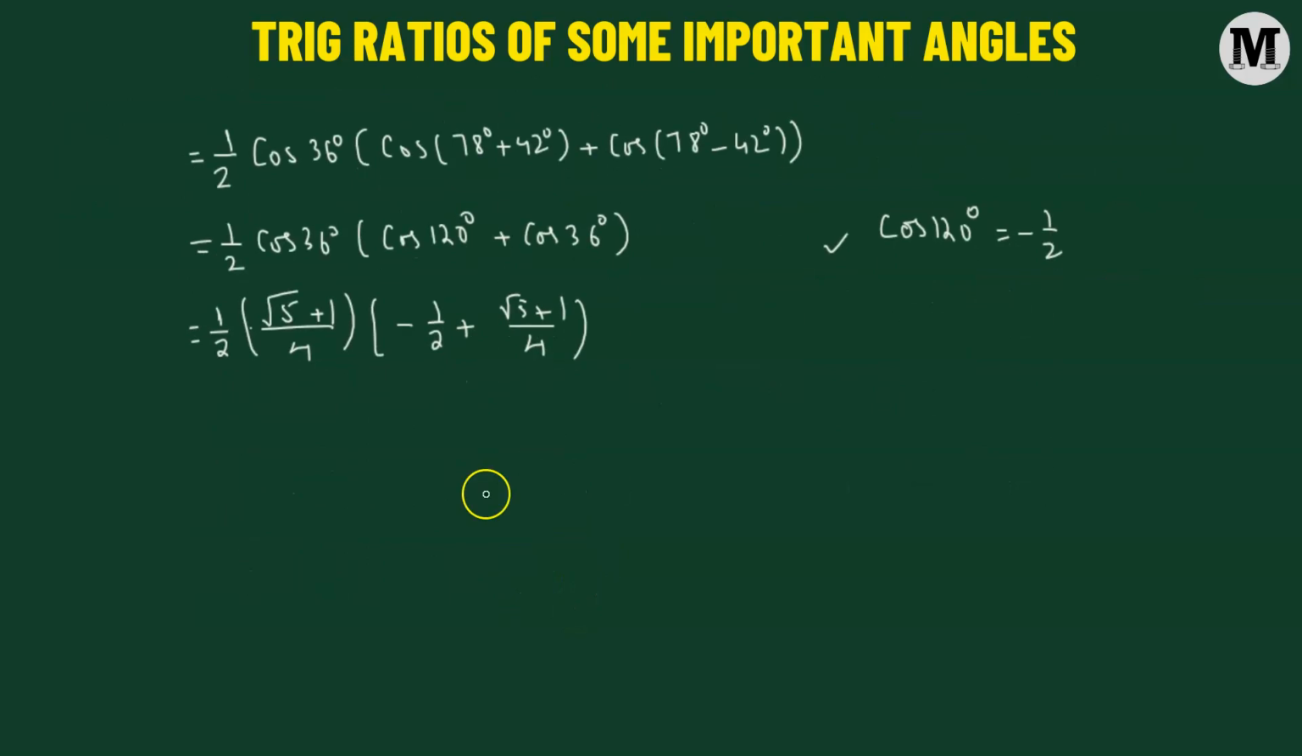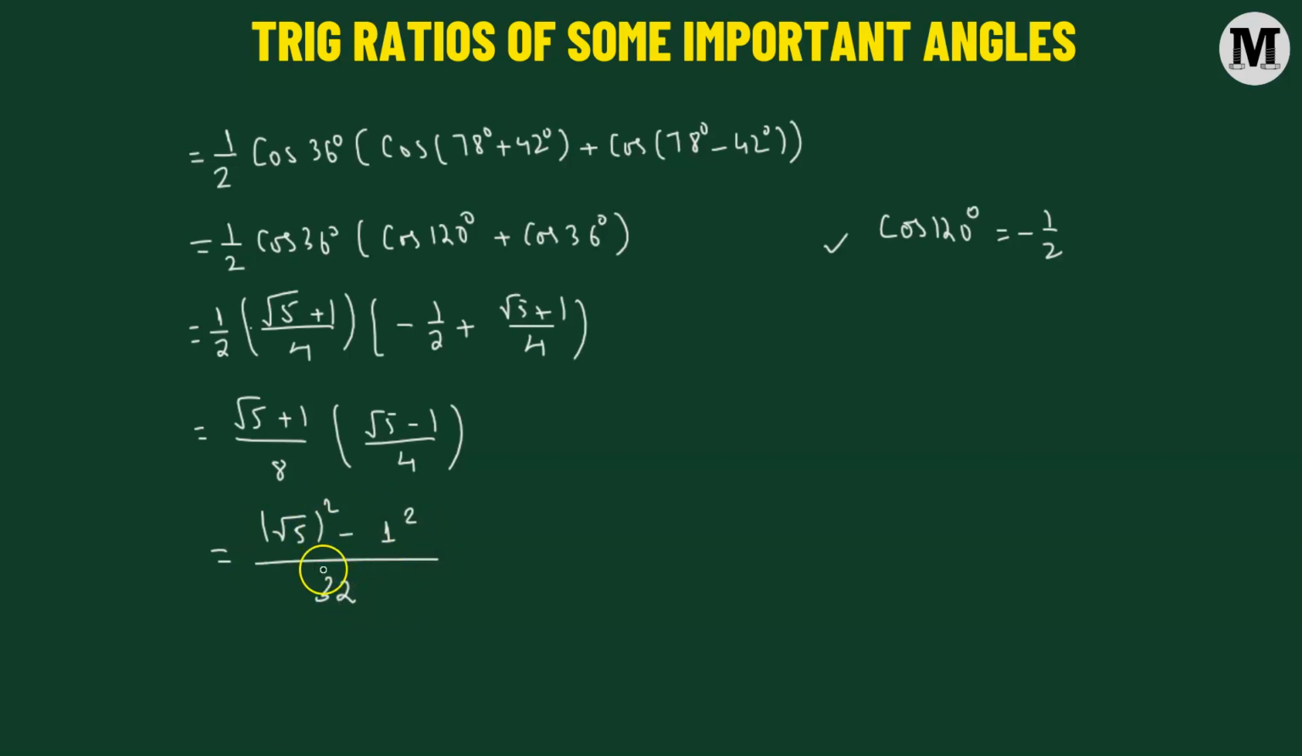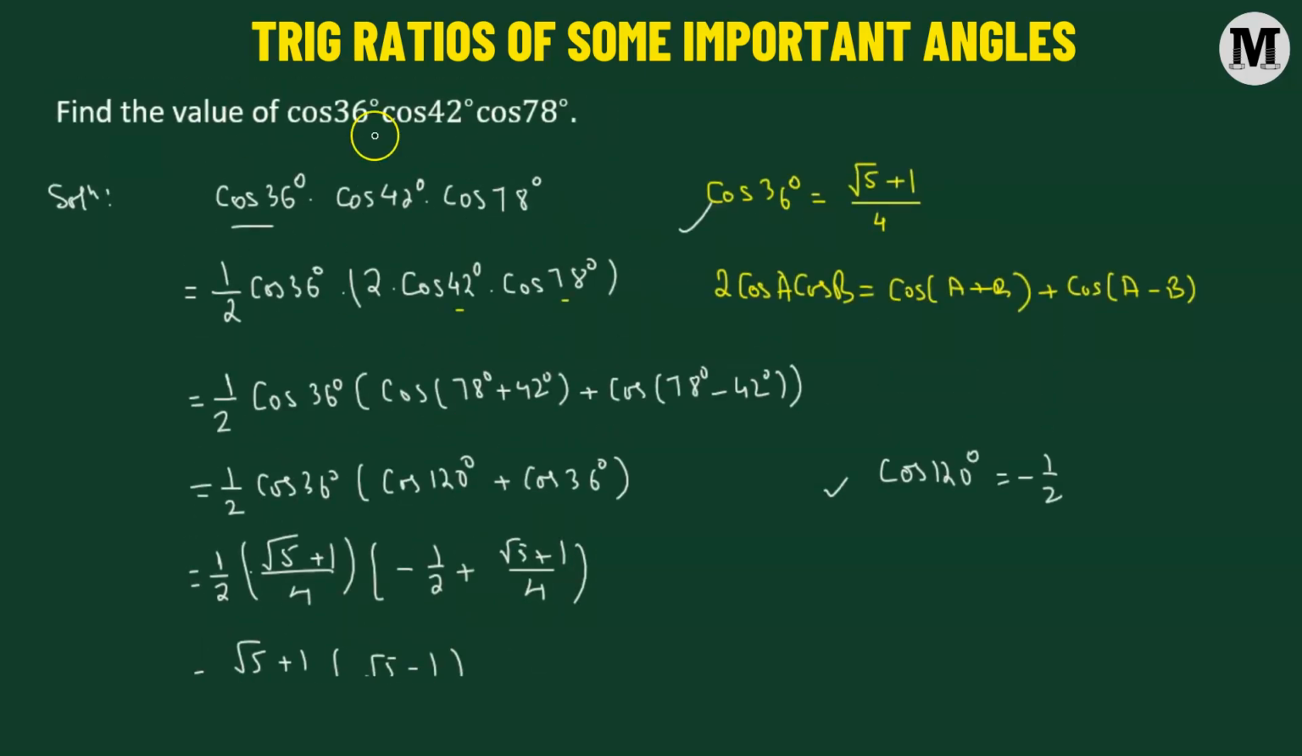Okay, so let's further simplify. Now we have square root of 5 plus 1 over, so 2 times 4 will be 8. When you combine these two fractions, we're going to get square root of 5 minus 1 divided by 4. Now we have square root of 5 plus 1 times square root of 5 minus 1 in the numerator. So that's simply the difference of squares. So we get square root of 5 whole squared minus 1 squared divided by 32. Now square root of 5 whole squared minus 1 squared will be 4. So we have 4 over 32 and the final result will be 1 over 8. Now that means the value of cosine 36 degrees, cosine 42 degrees and cosine 78 degrees product will be equal to 1 over 8.